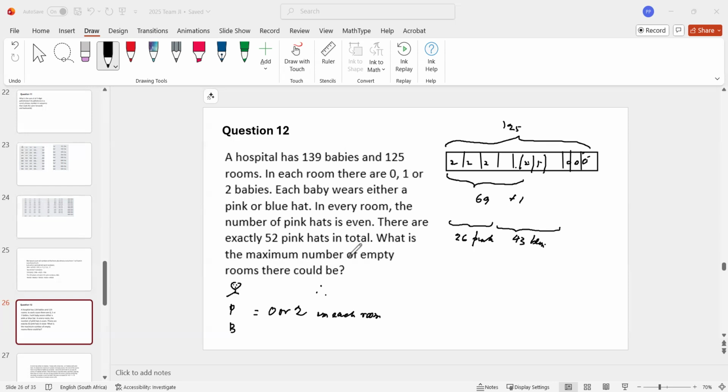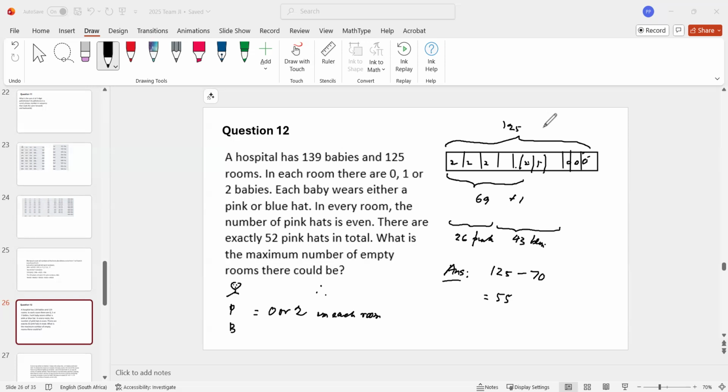Okay, now the question is, what is the maximum number of empty rooms? The answer is not straight away. You can fill 70 rooms, and you have 125 rooms altogether. So that's the maximum number of zeros you can have, right? You put as many zeros as possible, therefore you have to put as many twos as possible. And you can put 69 twos and just have one room with one baby in it. So that makes 70 rooms occupied.